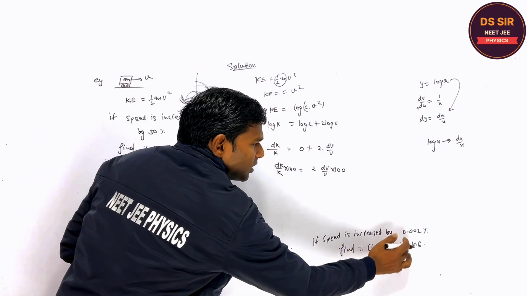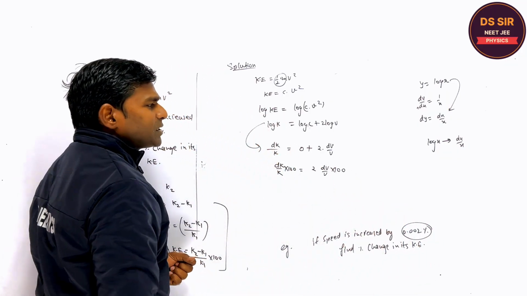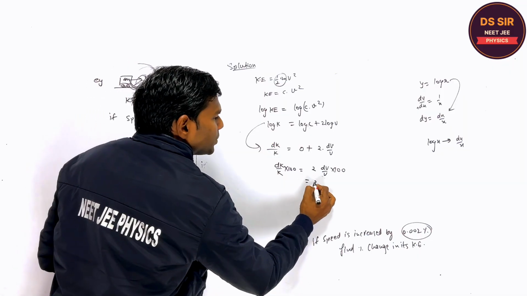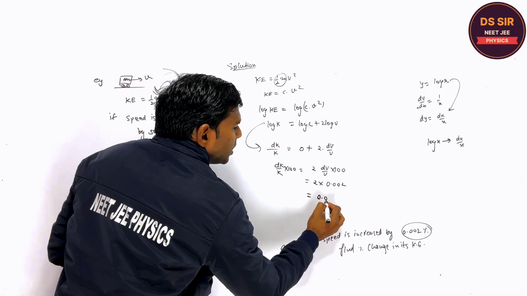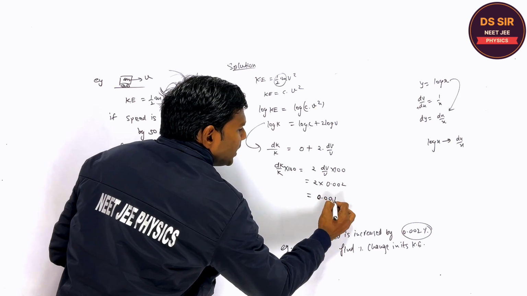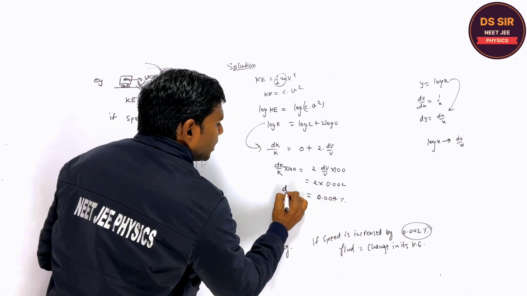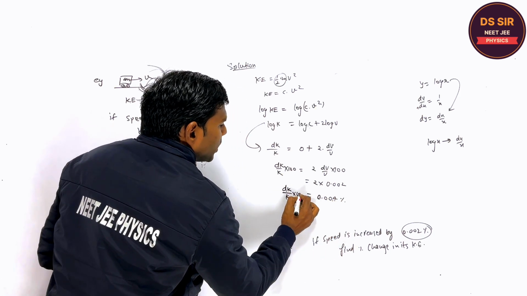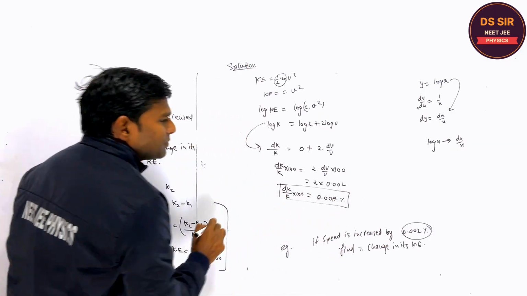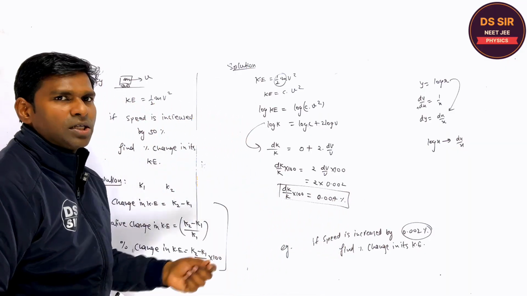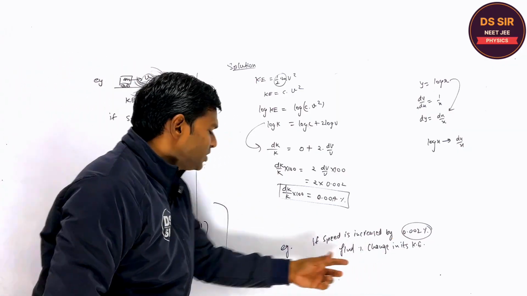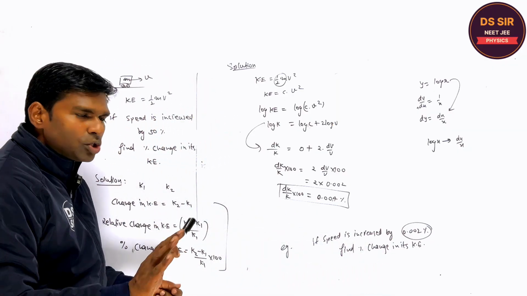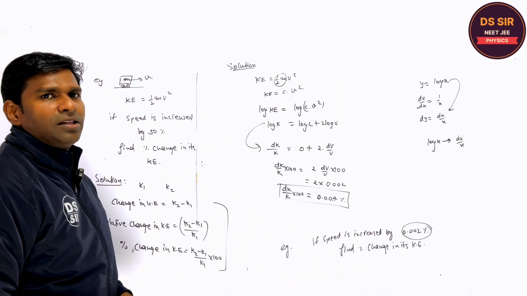So what is given? The 0.02% is the change in speed. So 0.02 means the change in the kinetic energy is just double: dK upon K into 100. Are you getting or not? You tell. Please tell the solution. Otherwise, in the conventional way, you cannot find the solution.